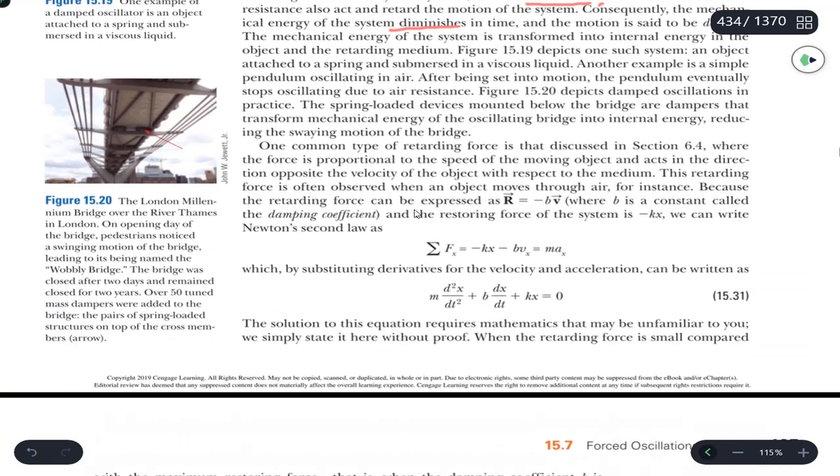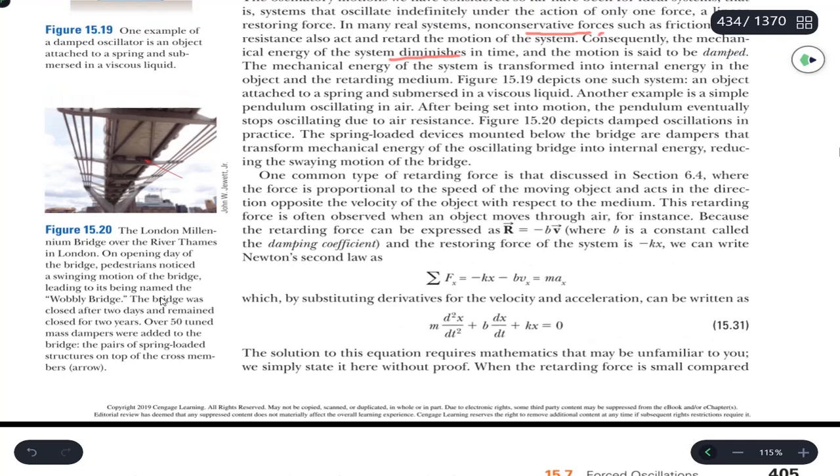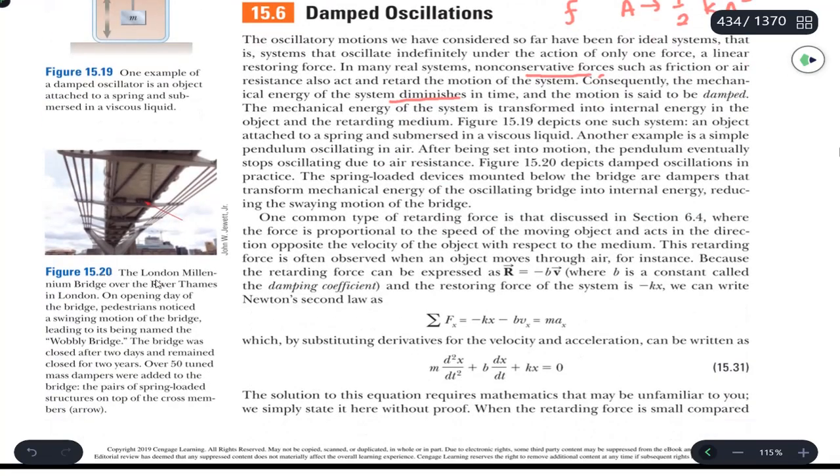Okay, we need damping. Why? There are a lot of dampers, for instance in cars, in motorcycles. So whenever the vehicles come across any bumping, we would like to reduce the effect of the bumping. Okay, so this is a scenario whereby on the bridge itself, there was a pair of spring loaded structure, so that it becomes safer when it swings.